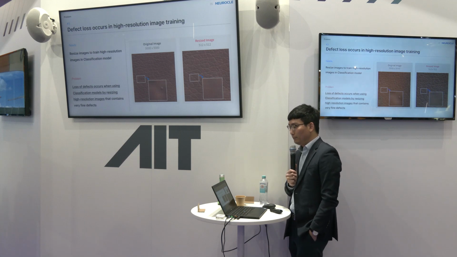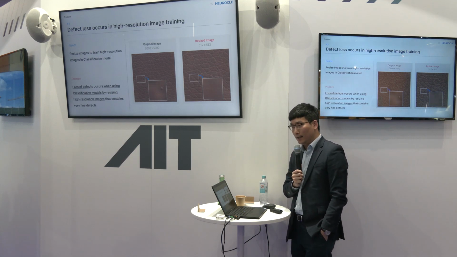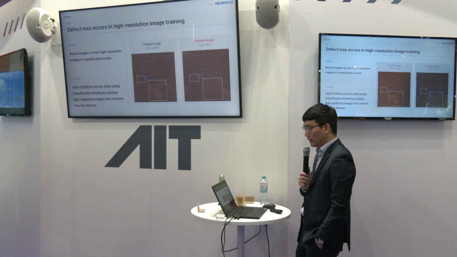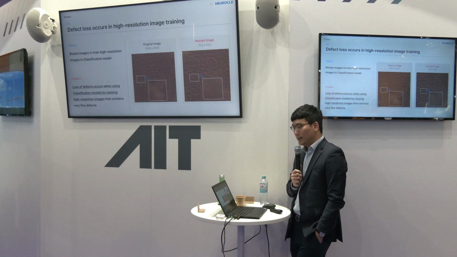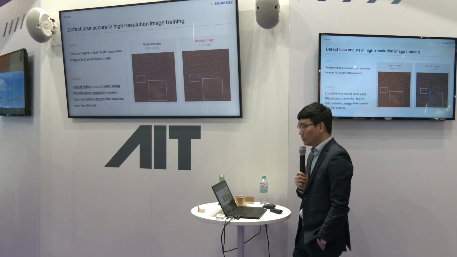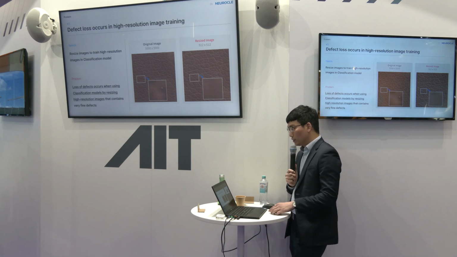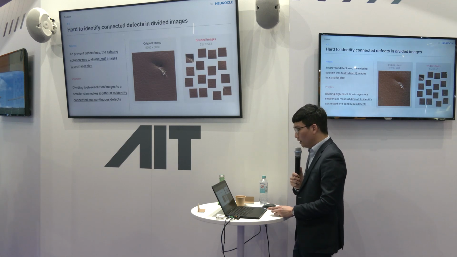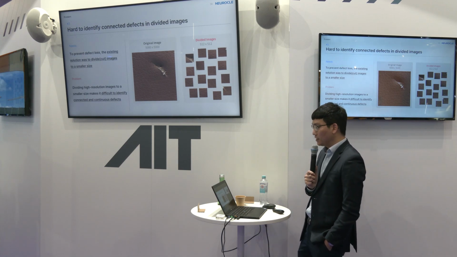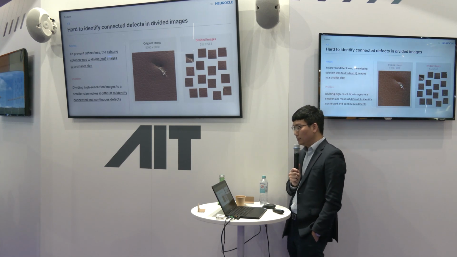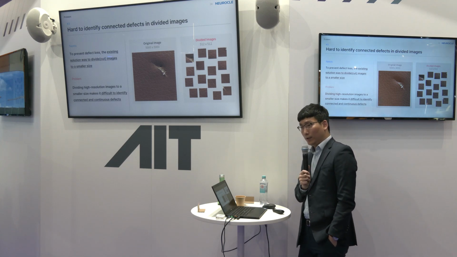But if the defect is large enough, that's okay. But if the defect is very small in this high resolution data, then it may cause some problems. That means the models cannot detect those defects. So we want to solve this problem. So maybe we can think, okay, I have a classification model. Maybe I can just divide the original images into patches. It works.